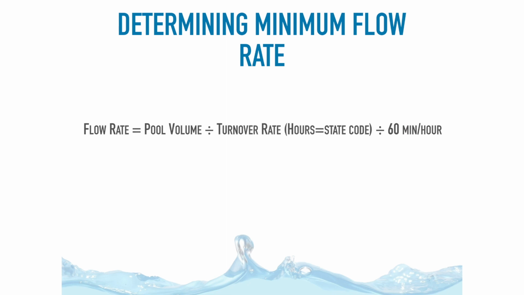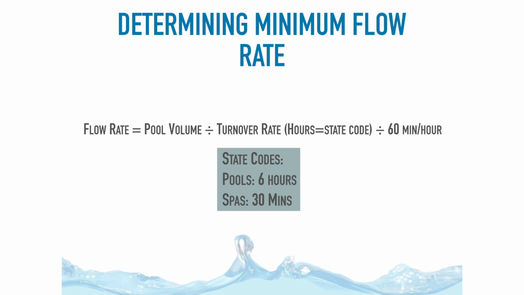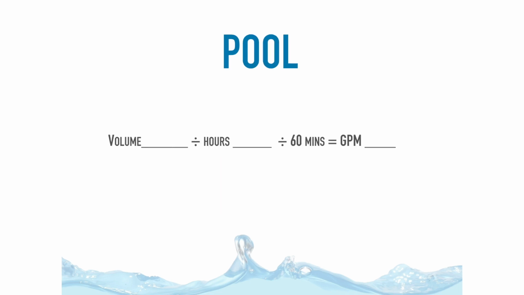Our calculation for this is pool volume divided by that turnover rate given to us by the state divided by 60. Now I'm going to quiz you on our numbers again here. How many hours is our turnover rate for swimming pools? That's correct, 6 hours. What is our time for our hot tubs? That's right, 30 minutes. So let's calculate that 33,000 gallon pool that we calculated the volume for earlier. Let's figure out what our minimum flow rate is on there.